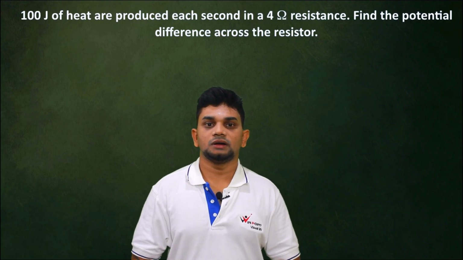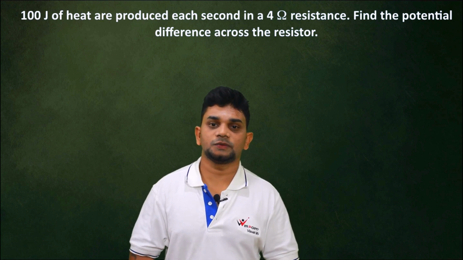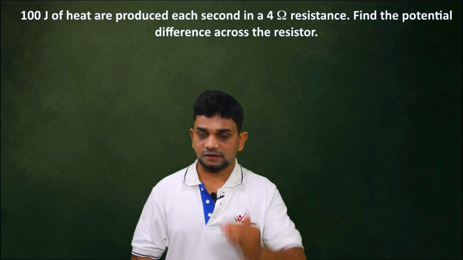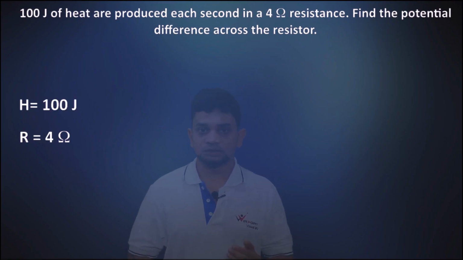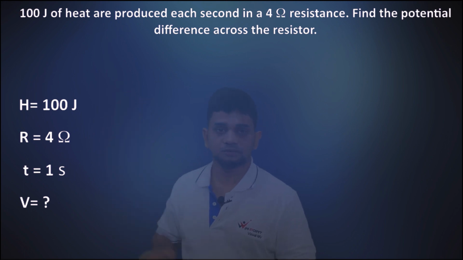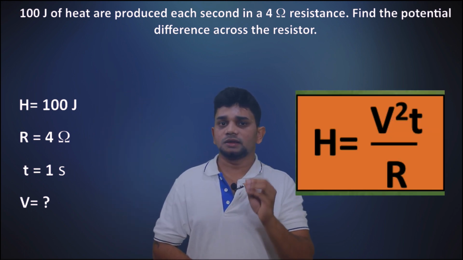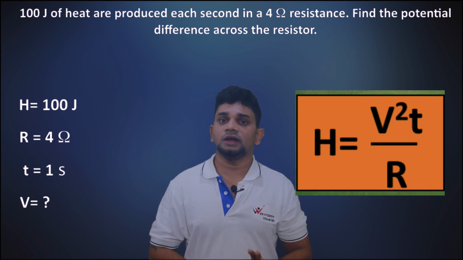100 joule of heat are produced each second in a 4 ohm resistance. Find the potential difference across the resistor. First we are writing the given values. The heat is given, 100 joule, resistance is given, 4 ohm, time is given, 1 second, and we need to find the potential difference. Which equation is suitable here? Here you can use the equation H equal to V square T by R. It's a direct equation. You need to apply that equation and try to solve it.